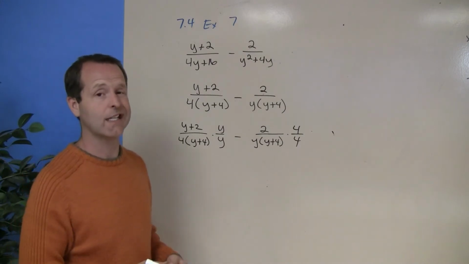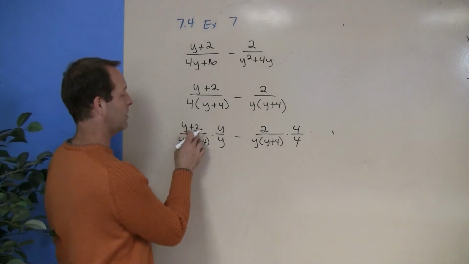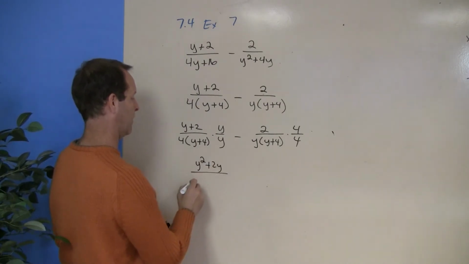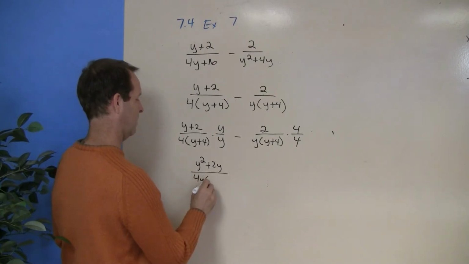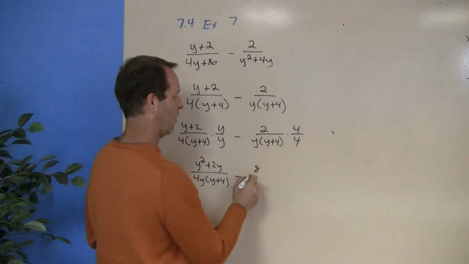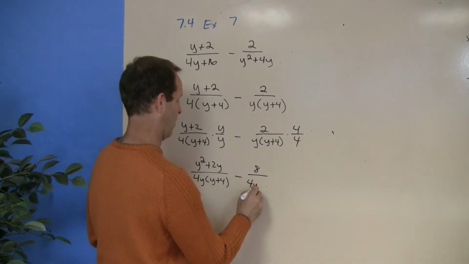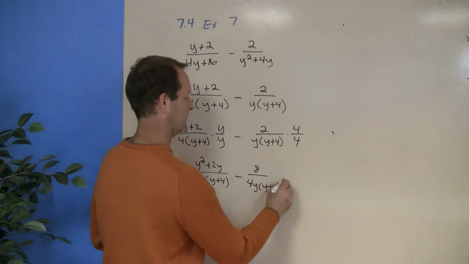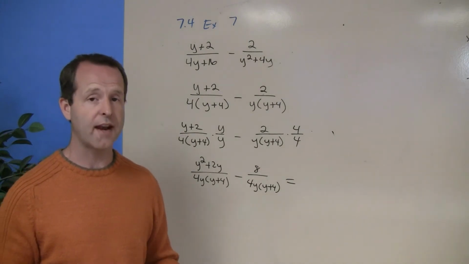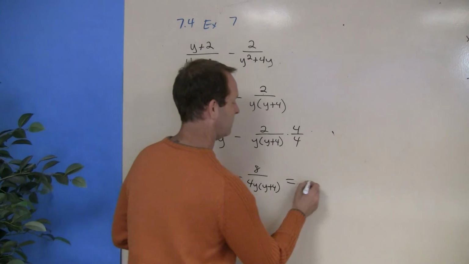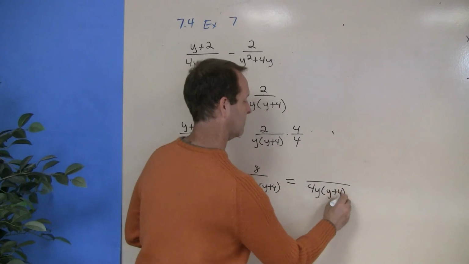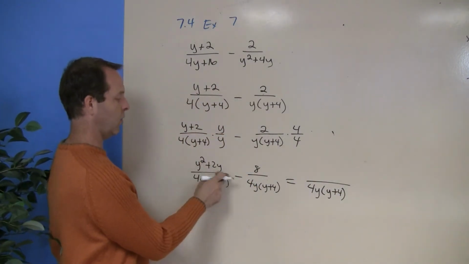Now the process is just cleaning it up from here on out. y plus 2 times y is y squared plus 2y, all over the stuff, 4y times y plus a 4. Minus 8, 2 times a 4, all over my common denominator, 4y times y plus a 4. And then the final step is just subtracting on through, now that I have a common denominator. y squared plus 2y, take away an 8.